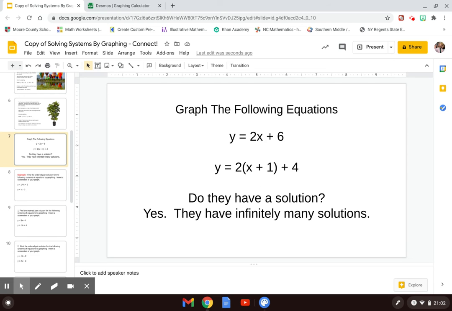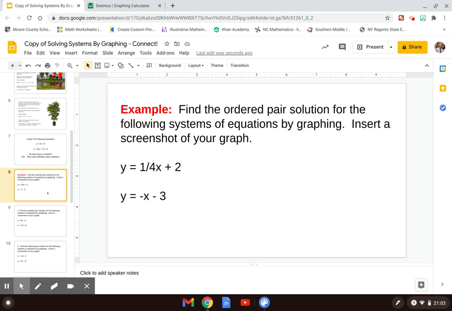Okay? So what I want you to start with today, since this is day 1 about solving systems by graphing and systems of equations, is we're simply going to use the Desmos graphing tool, and we're going to find the ordered pair solution for the following systems of equations by graphing, and like you've been doing the past few days, inserting a screenshot of your graph.